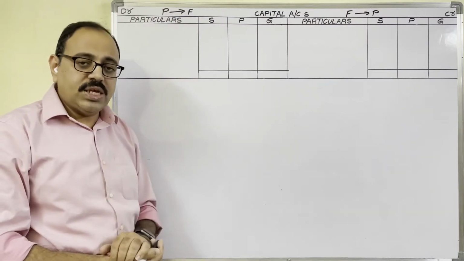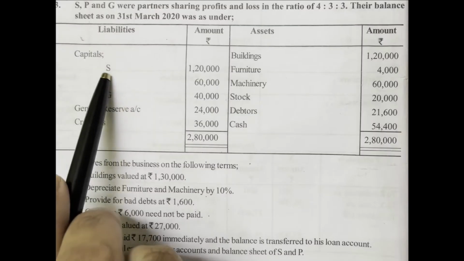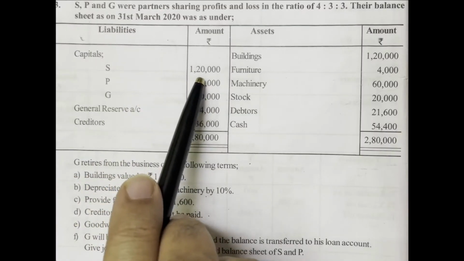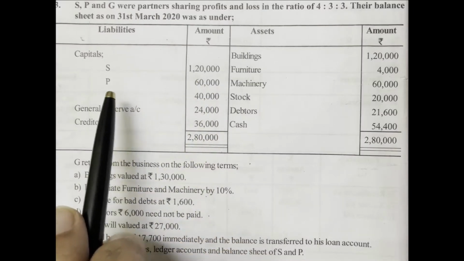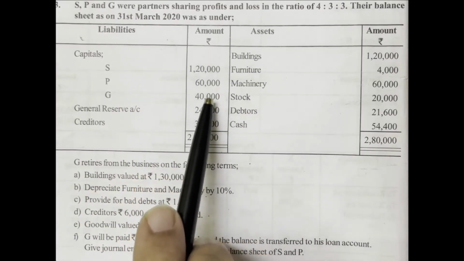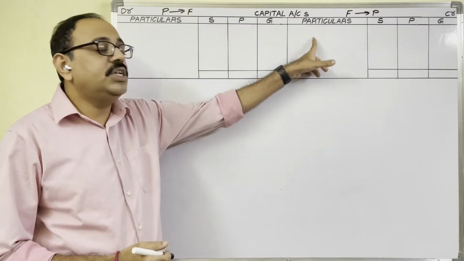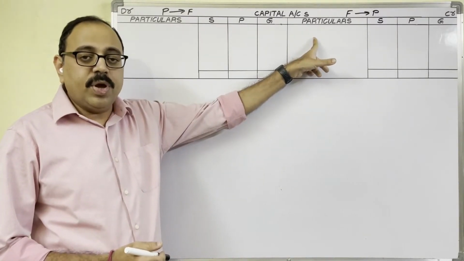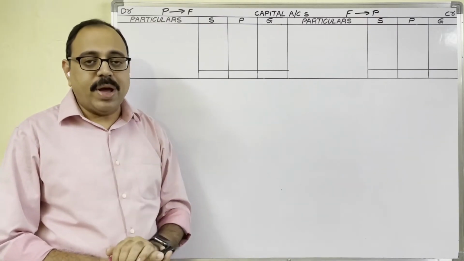From where should we take these amounts? In the old balance sheet, the liability side capitals are given: S's amount 1,20,000 rupees, P's amount 60,000, G's amount 40,000. These three amounts we have to show here. The opening capital balance we should write on the credit side. Why? Because capital is a liability. Liability shows a credit balance.